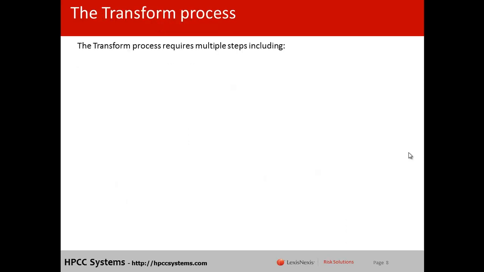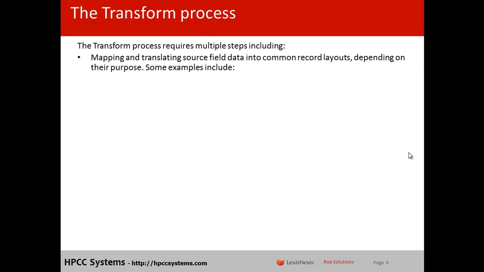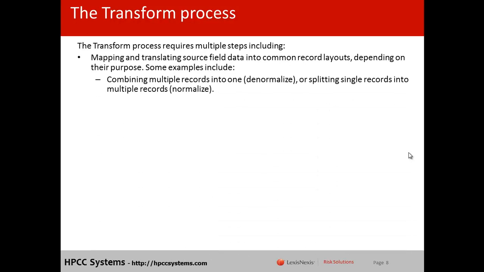Now, the transform process requires multiple steps, including mapping and translating source field data into common record layouts depending on their purpose. Some examples include combining multiple records into one, which we call denormalization, or splitting single records into multiple records, which we call normalization.